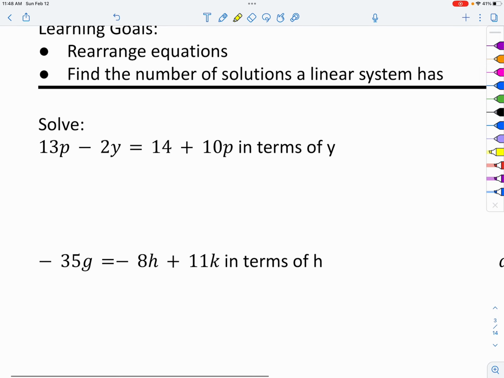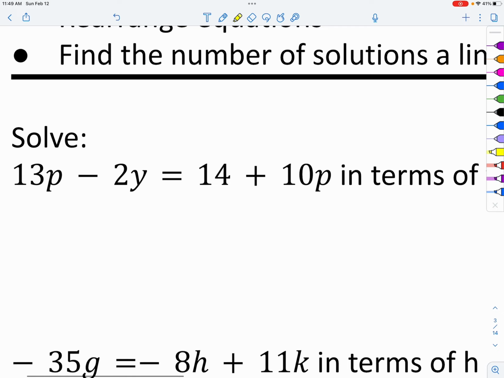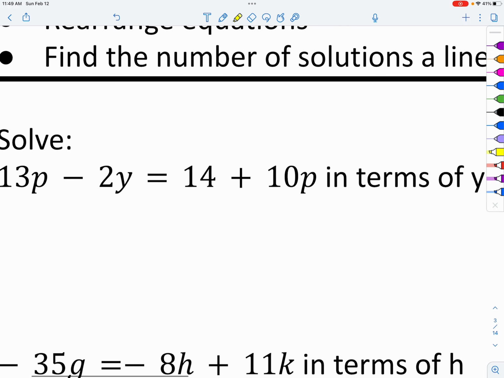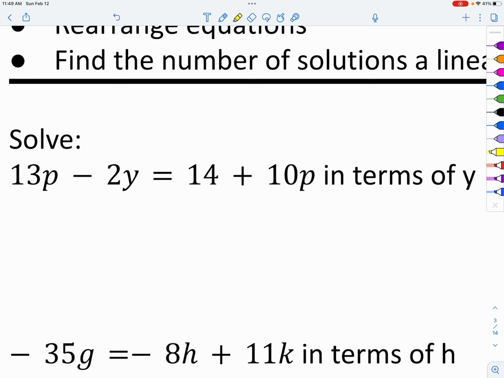So these questions could be written, if it wants you to rearrange, in a few different ways. This first one here: solve 13p minus 2y equals 14 plus p in terms of y. That's basically saying get y by itself. You're not going to get an answer of y equals 5 or negative 2. You're not going to get a numerical answer. You're going to get y equals so many numbers plus p.